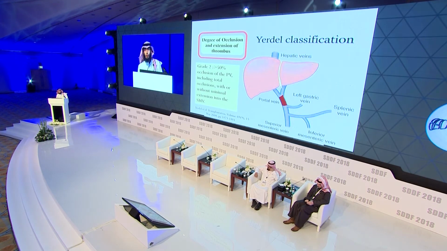Grade 2, when the thrombus occupies more than 50% of the portal vein trunk, with or without minimal extension into the superior mesenteric vein.